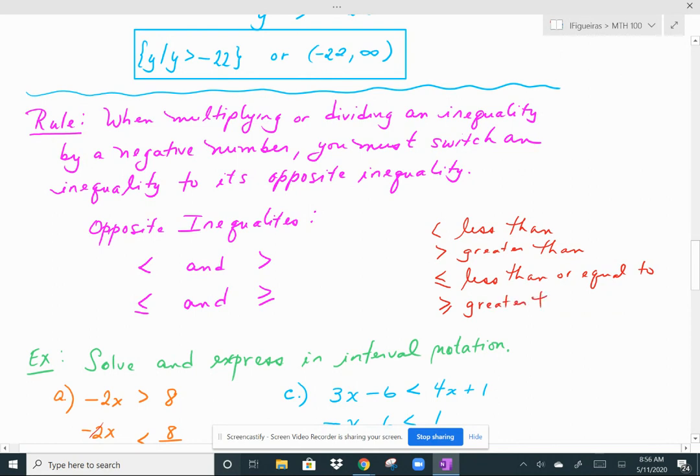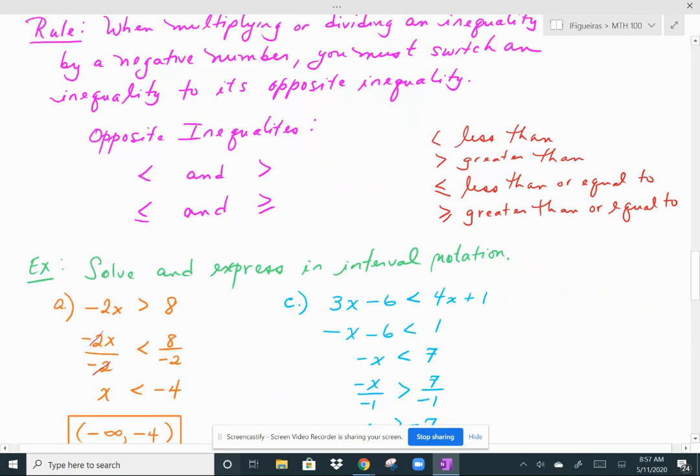So if we have to multiply or divide both sides of an inequality by a negative number, we switch the inequality to its opposite. In all of the previous examples, we have not multiplied or divided by a negative number, so we didn't have to apply this rule. But now let's practice this.